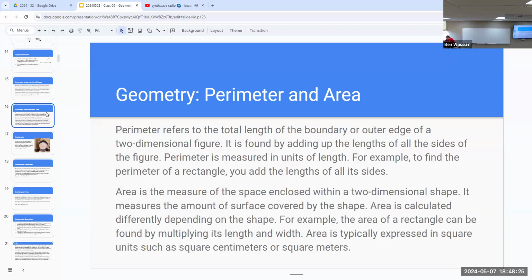Area is the measure of the space enclosed within a two-dimensional shape. It measures the amount of surface covered by the shape, so area is calculated differently on every different shape. It can be annoying. Sometimes it's not bad. You have a square? Cool. Multiply the side by itself. You get a triangle? Cool. Multiply the base times the height and chop it in half. And you get into weird things like trapezoids and all that stuff, and it's good to have fun with it.